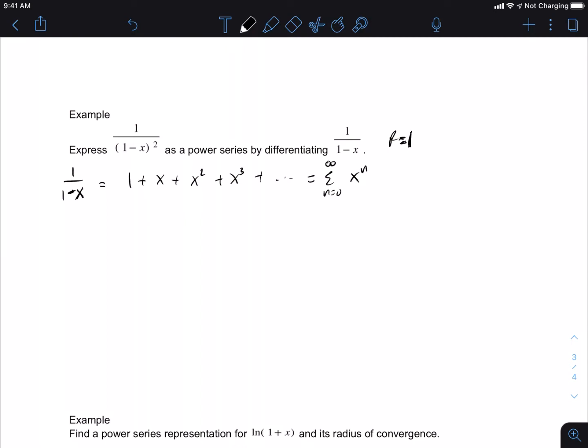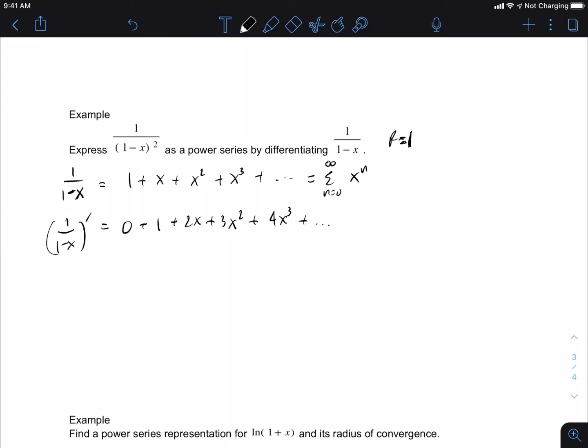Well, let's just do it this way. We're going to take the derivative and see what happens. So if I take the derivative of everything on the right, if I go 1 over 1 minus x and take its derivative, aren't I going to get 0 plus 1 plus 2x plus 3x squared plus 4x cubed plus ..., right?